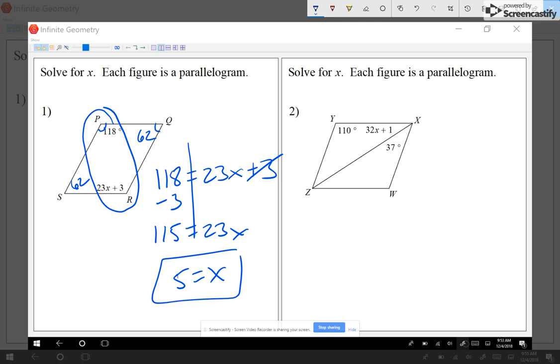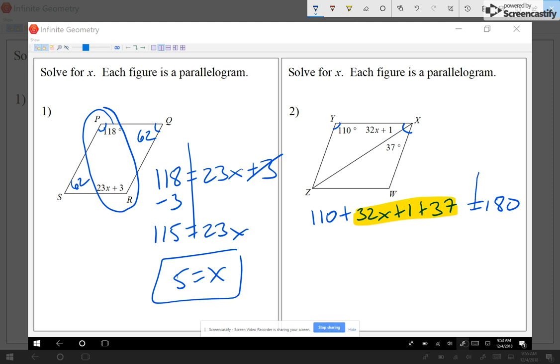If I look at my example number 2, I see angle y and the entire angle x. I know angle x was broken into two parts, but angle y and the entire angle x should add up to 180 because in that case, they are adjacent angles. So I'm going to have that 110 plus 32x plus 1 plus 37 is equal to 180. I'm going to highlight 32x plus 1 plus 37 because that is the entire angle x. So notice I'm going 110 for angle y plus the entire angle x is equal to 180.